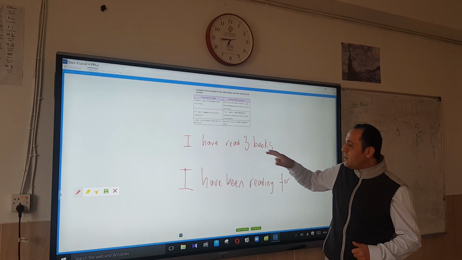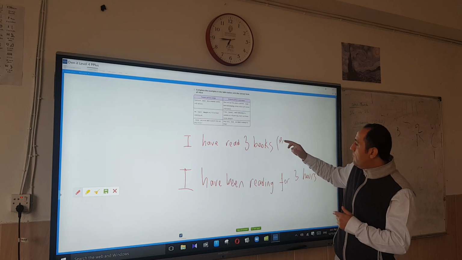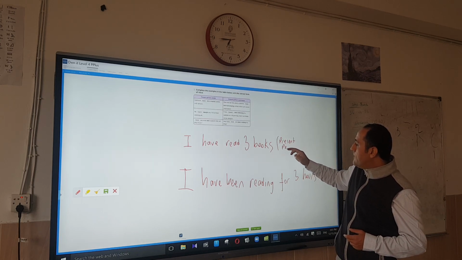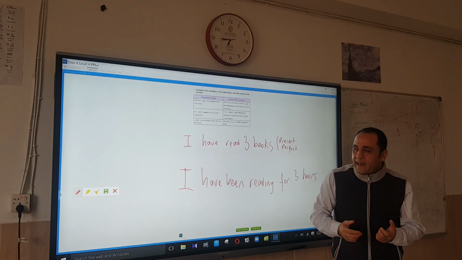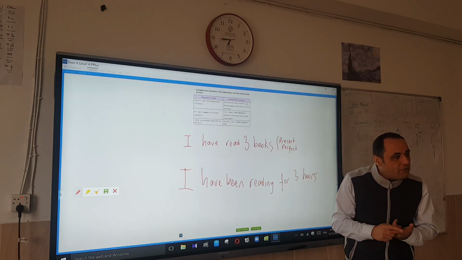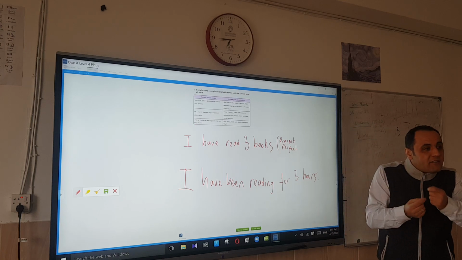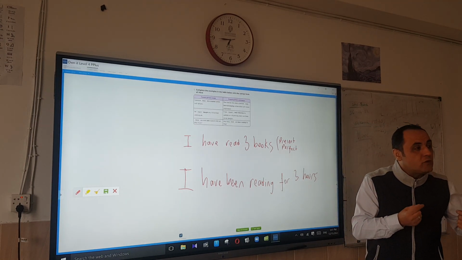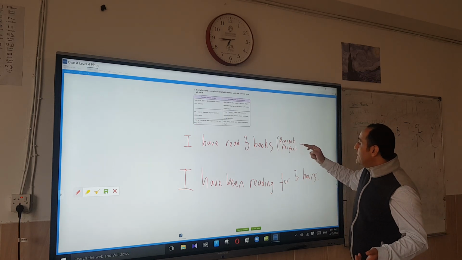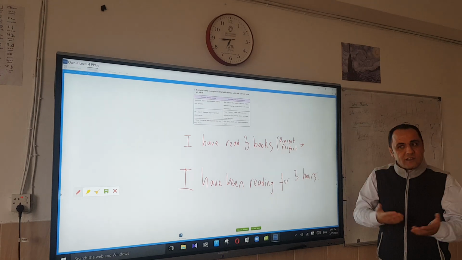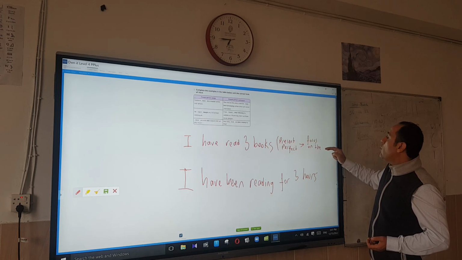As you see, "I have read three books" is the sentence in present perfect tense. So this is about the result of the action. How many books have you read? Three books just shows the result of the action. This is the result of your reading. So the present perfect simple tense is just focusing on the result of your action.